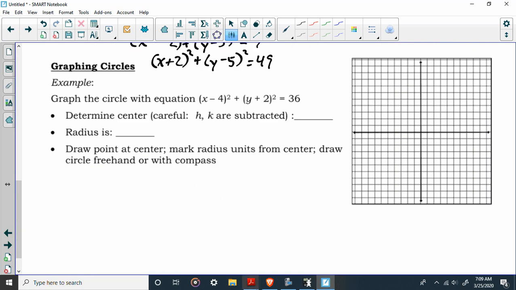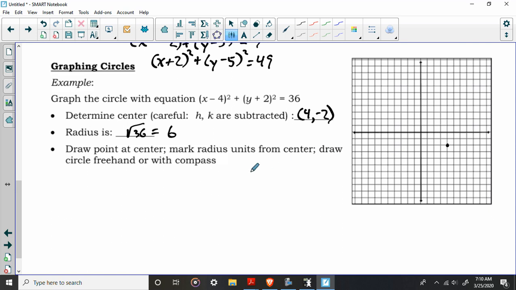It says graph the circle with the equation x minus 4 squared plus y plus 2 squared is equal to 36. Okay. Determine the center. Careful, h and k are subtracted. So the same thing we said before. We have to reverse the signs. This -4 is going to become +4. This +2 will become -2. So 4, -2. 1, 2, 3, 4, -2. Okay. And your radius is, again, be careful, it's not 36. 36 is the radius squared. So your radius is actually only 6.